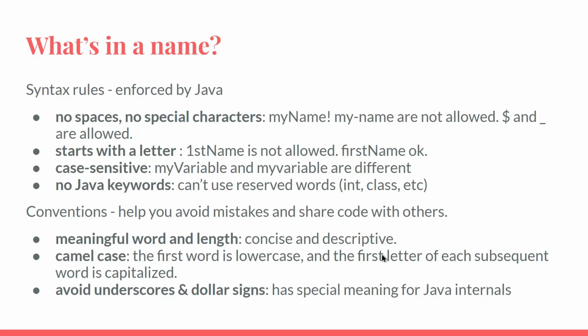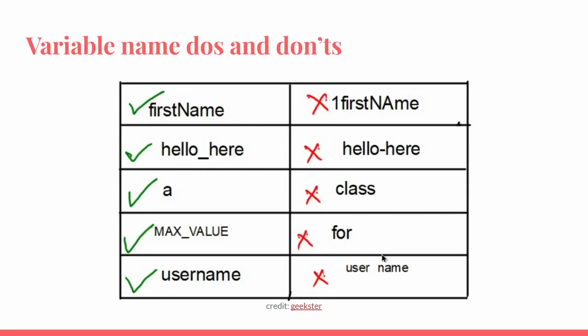Camel case is where all the words except the first word are capitalized. And you can imagine kind of like a camel, the camel's head starts within the middle, and then for each hump, it gets larger. Last guideline is avoid underscores and $ signs. They have special meaning for Java. That's why they're allowed. But for programmers' use, we generally avoid them. I won't go into this too much, but you should pause the video and look at it yourself. Here are some examples of do's and don'ts.